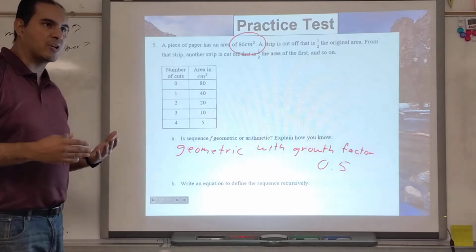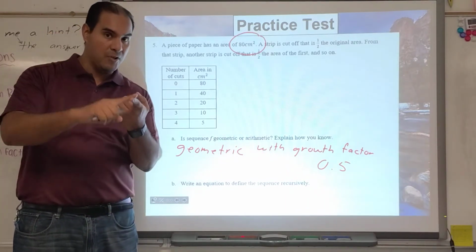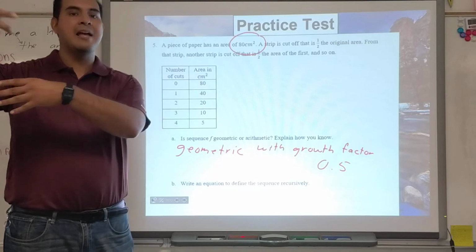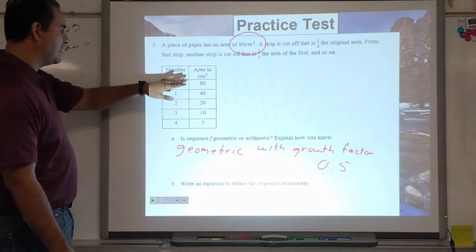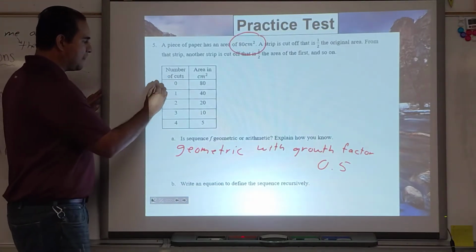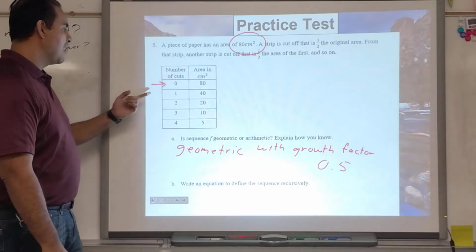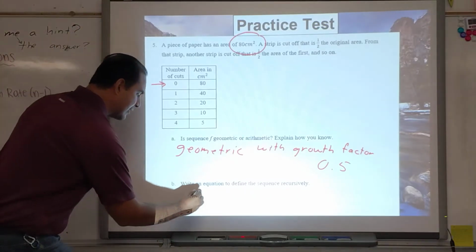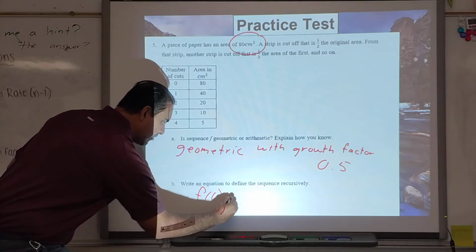So we think back to recursive. For recursive, we need a first term, and we need to write our statement. Current term is previous term, and then the rule. So our first term in this case is 80. Now, interesting enough here, for this particular problem, our number of cuts 0 is going to be our first term. So I'm going to write that as f of 0. f of 0 is equal to 80.